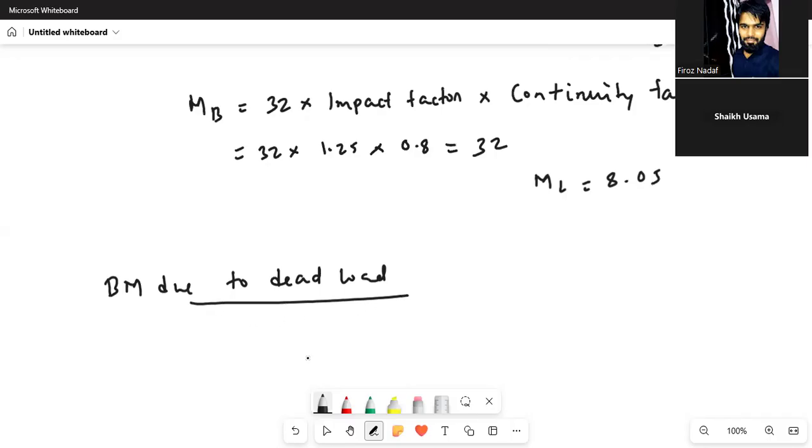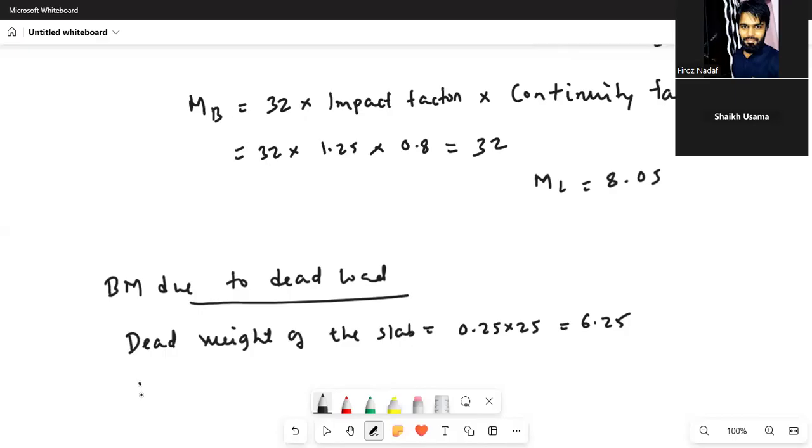To find the bending moment, first we need to find the dead load of the slab and the dead load of the bearing force. Dead weight of the slab is equal to 0.25 into 25. 25 is the density of the concrete and 0.25 meter is the depth of the slab. This is equal to 6.25.